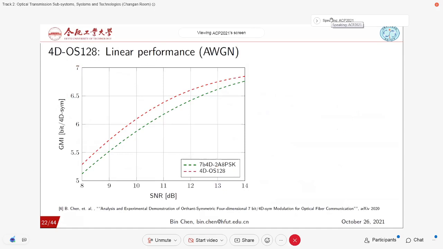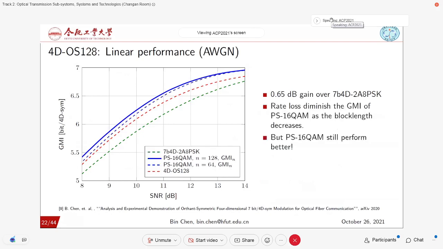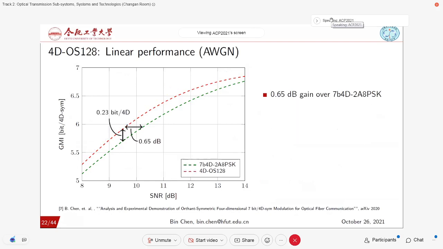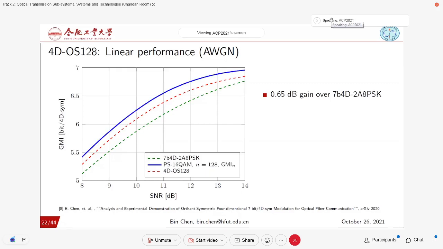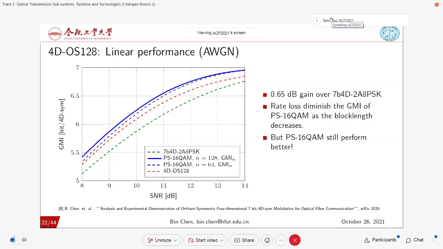Okay, so I first compare the linear performance. And we can first see that the green one is the proposed modulation. It can outperform another state-of-the-art 4D modulation format in the linear channel by more than 0.6 dB. But when we compare to the blue curve, which is the PS16QAM in the linear channel, we found the PS can still perform better, even though it has some rate loss.